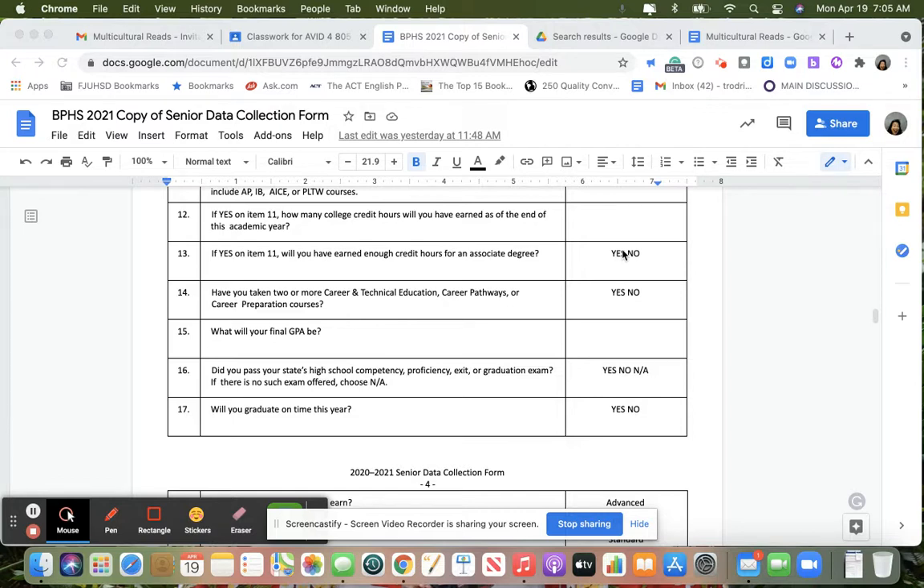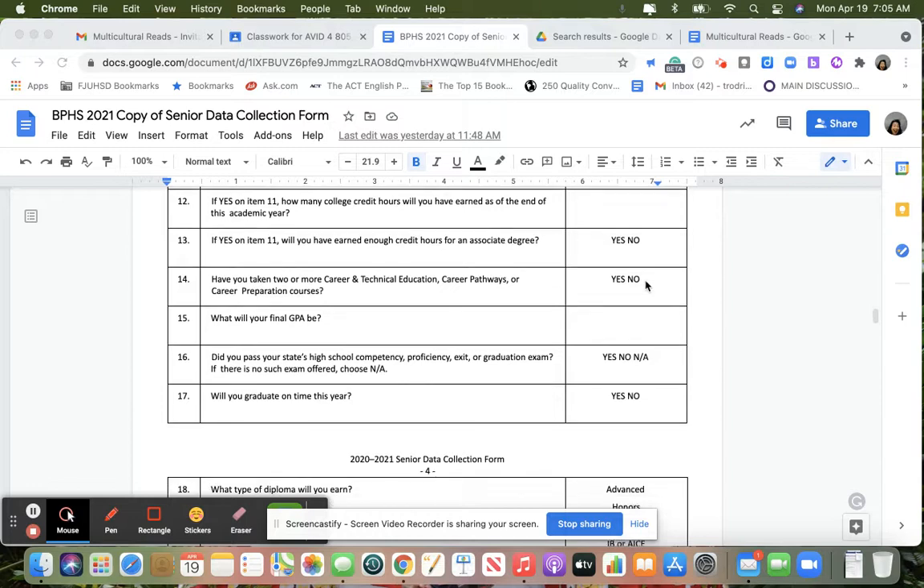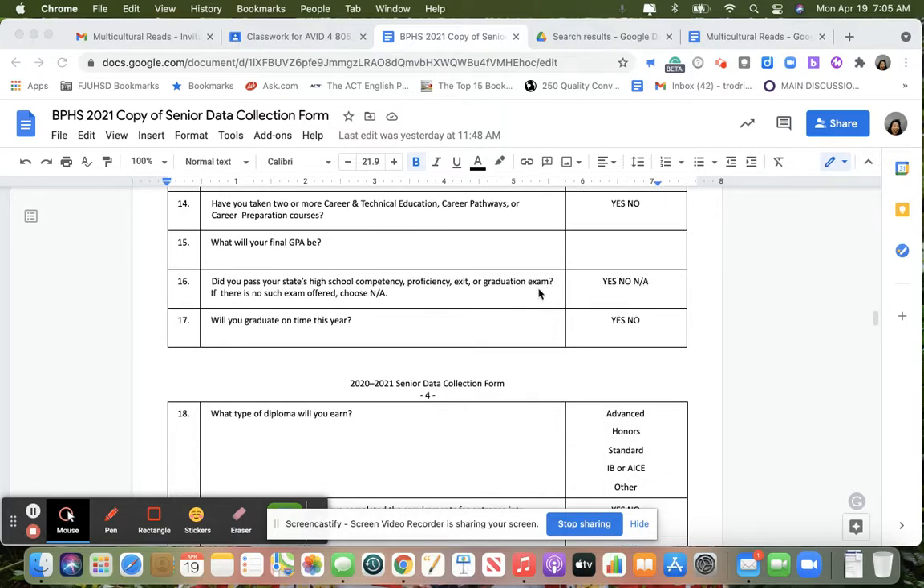For 14, remember anything that is CTE, career pathways, or career prep. So for a number of you, you have taken culinary or visual communications. Those ROP courses are career pathways, so please do be mindful of that and make sure that you are checking for that. For number 16, I don't think you had to take a high school exit exam, so I would click no or not applicable on that.